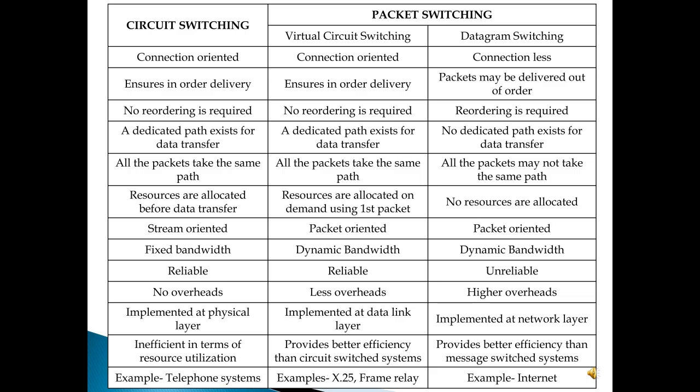When we talk about datagram switching, it is connectionless. Packets may be delivered out of order. Reordering is required. No dedicated path exists for data transfer. All the packets may not take the same path. No resources are allocated. Packet oriented, dynamic bandwidth, unreliable, higher overheads, implemented at network layer, provides better efficiency than message switch systems. And the best example for datagram switching is the internet.